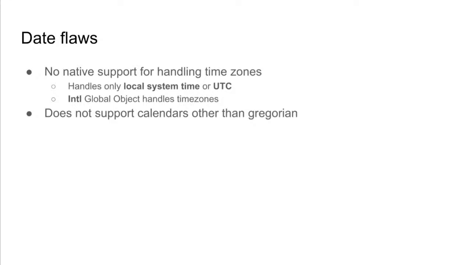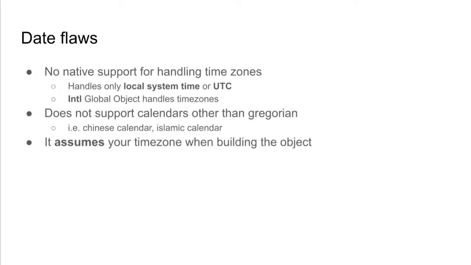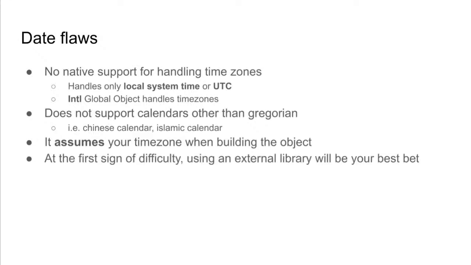It also does not support calendars other than the Gregorian, such as the Chinese or Islamic calendar, and it will assume your time zone when building the object. So that's the part that I think is a bit dangerous, that can lead to wrong assumptions of time, since if your server runs in a time zone different than yours in local, you will generate different date objects. That might get out of hand real quick.